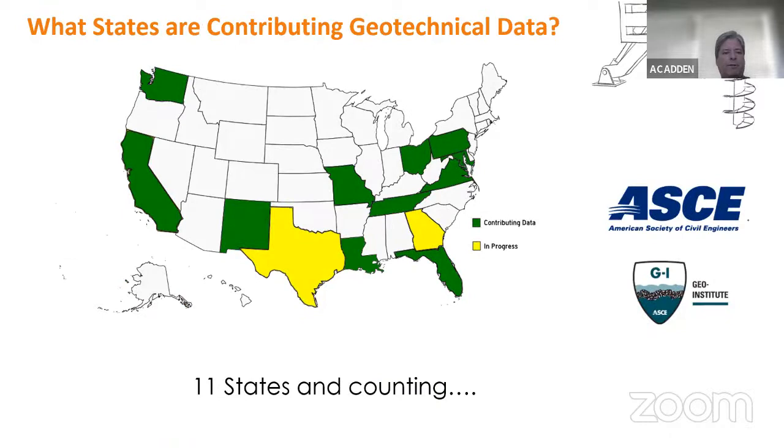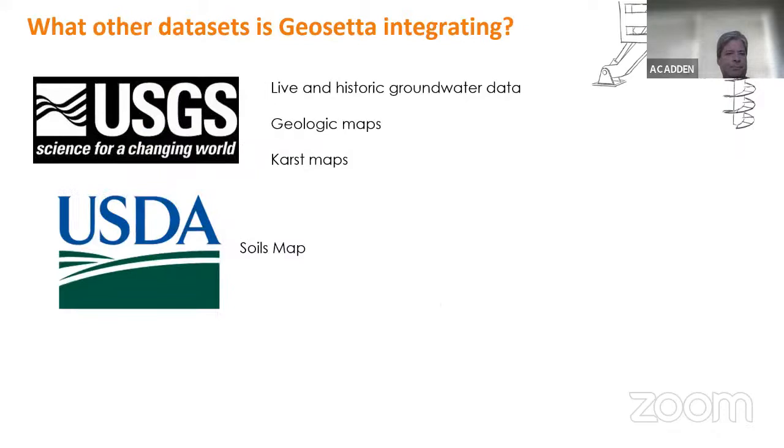So far, in about the last year, they have 11 states' worth of data imported into their system. They're continuing to speak with three or four others right now and open to dialogues with all the rest of the states. We're looking forward to gathering as much data as we possibly can and making it available. They also have USGS groundwater, geologic maps, and karst maps available, as well as USDA soils maps. That's all in the same portal. So you've already aggregated all of this information in one place, and it's going to save you a lot of time and effort.